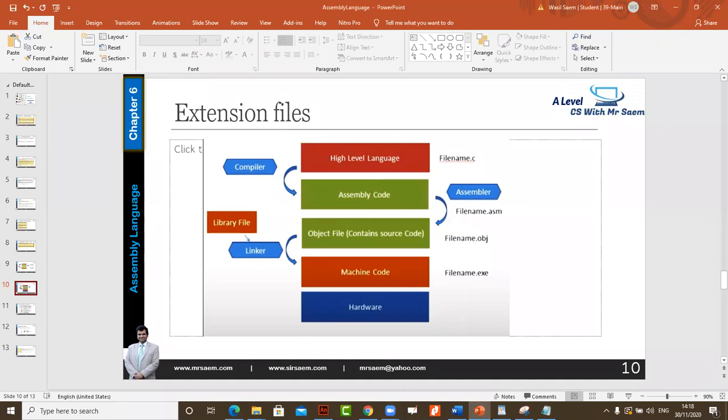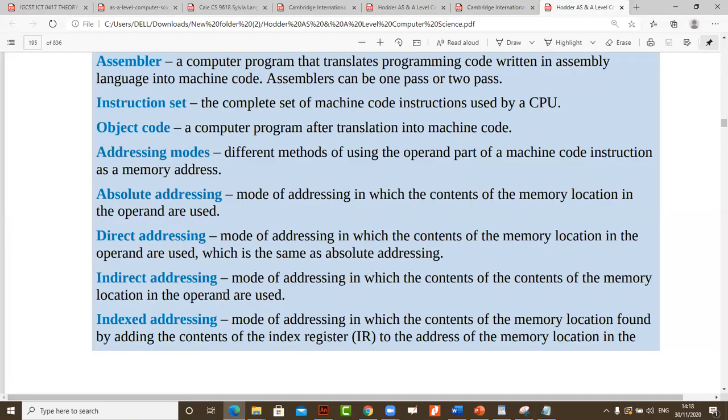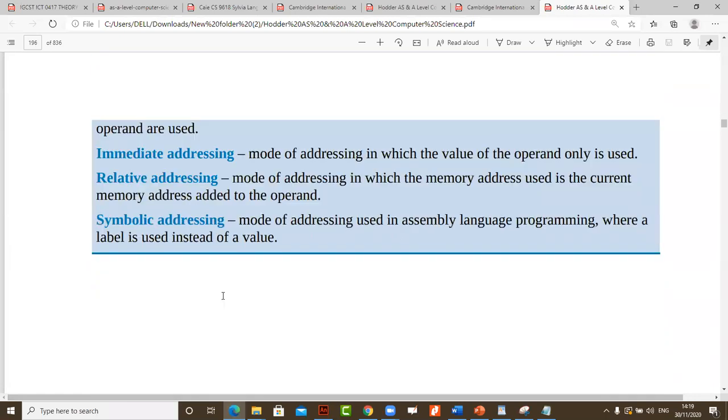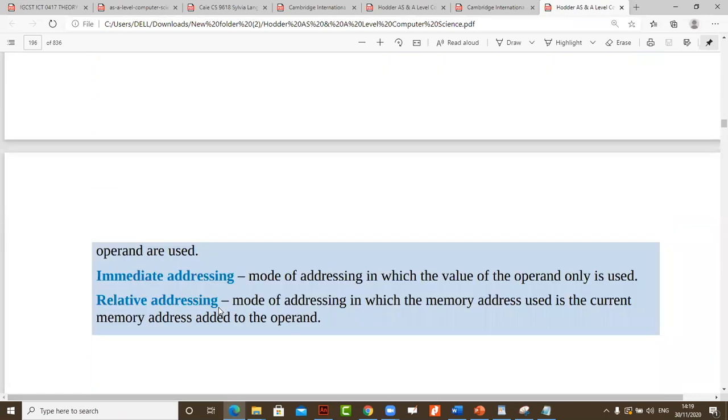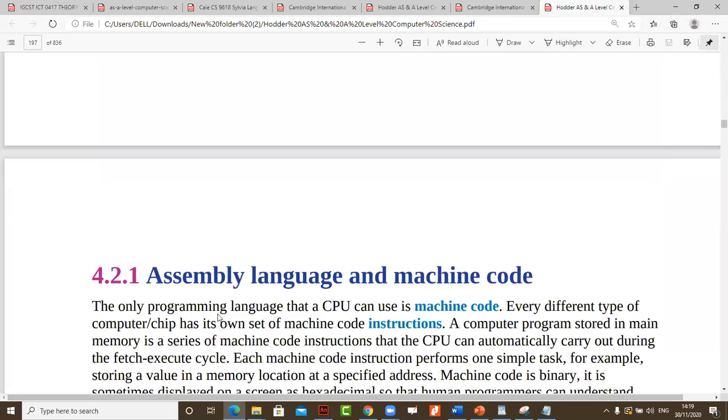So let me get back. I will be talking about all this later. आपको जब मैं कर लूँगा, आपको idea इसका वैसे ही हो जाएगा.